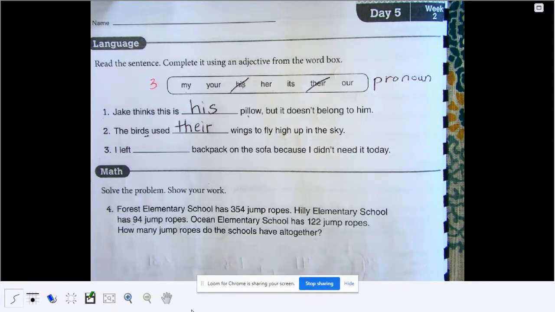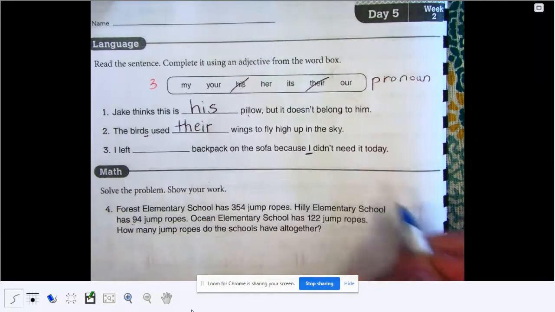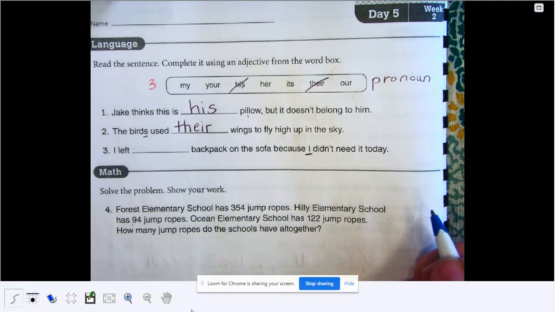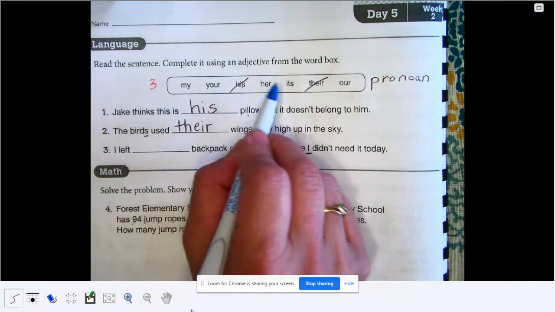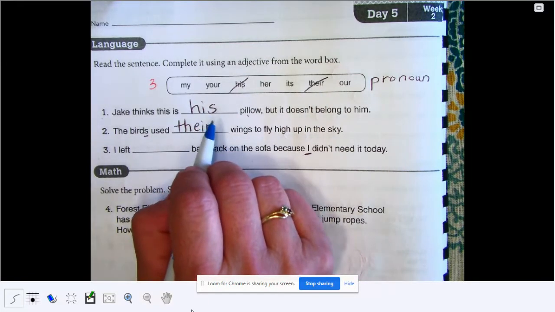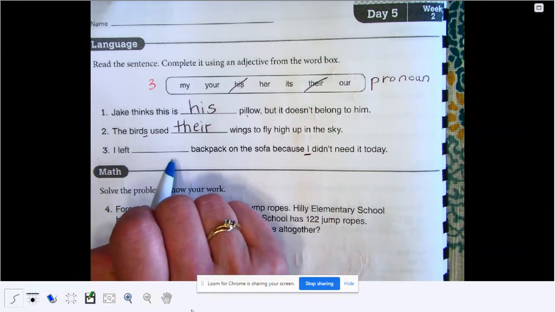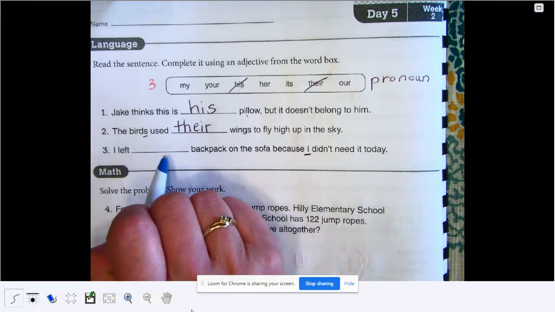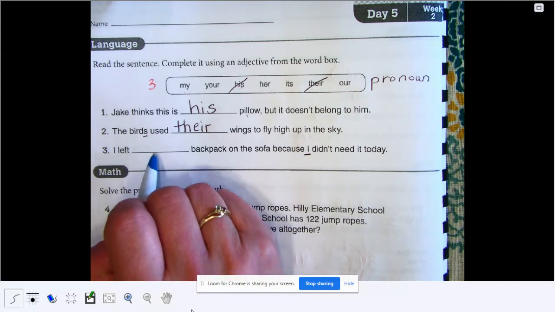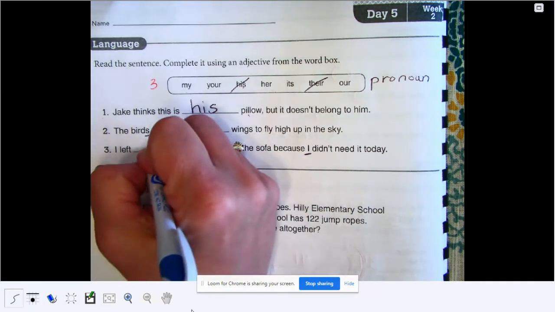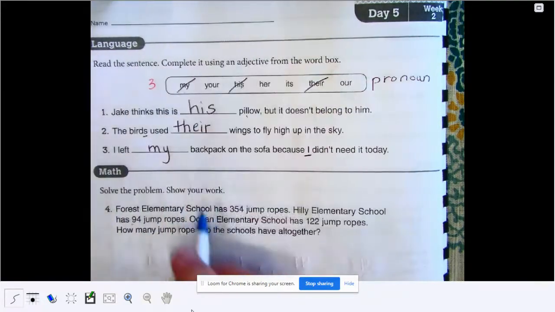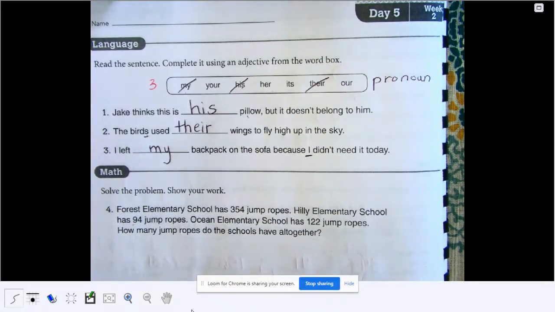I left blank backpack on the sofa because I didn't need it today. So we're talking about myself. You're talking about yourself, I. So which one of these would go with yourself? My, your, her, its, our. I left our backpack on the sofa because I didn't need it today. I left its backpack... I left her backpack... I left your backpack on the sofa because I didn't need it today, or my backpack. I left my backpack on the sofa because I didn't need it today. My and I go together.